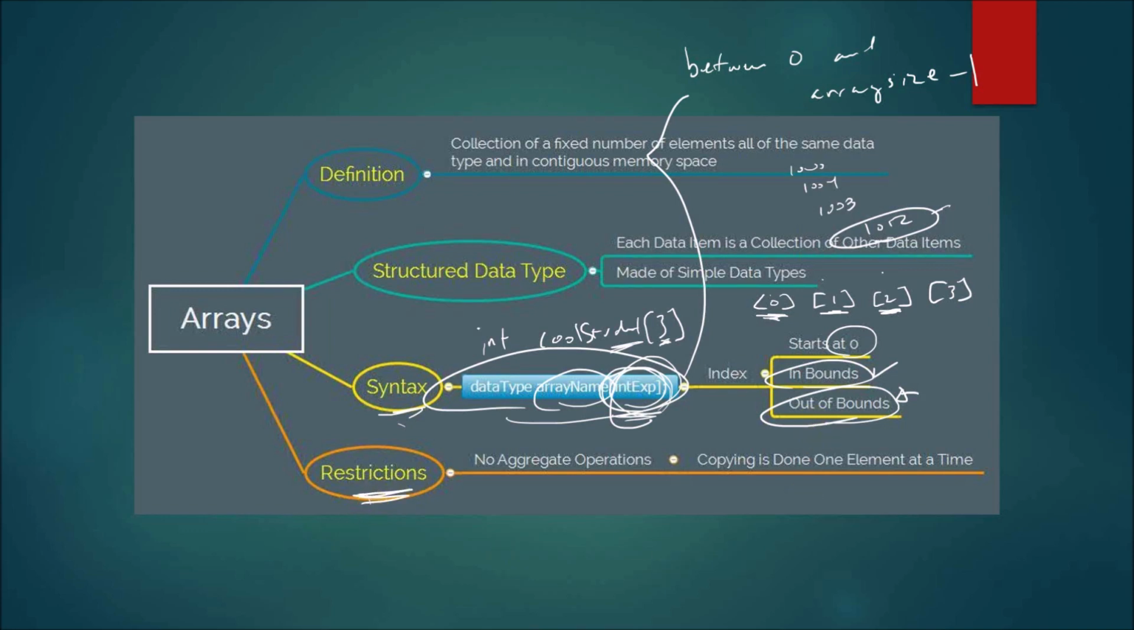Some restrictions on arrays. There are no aggregate operations. If you need to copy one array to another, you need to do so one element at a time. Let's look at an example.